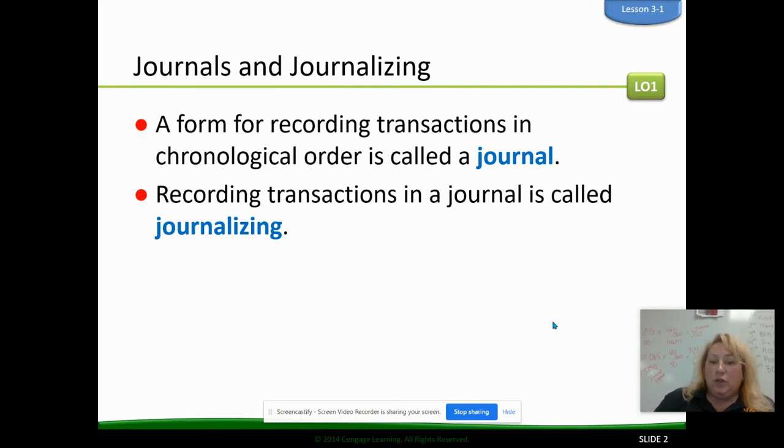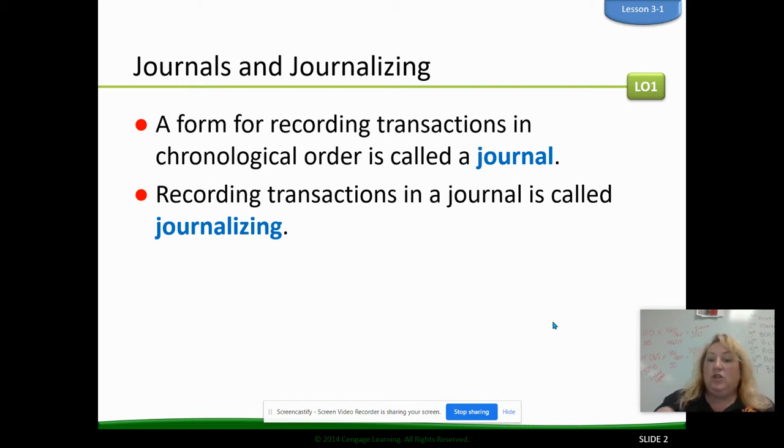So the journal is where we're going to record all of those transactions in chronological order. And chronological order means by date. So we're going to start with January 1st, 2nd, 3rd, 4th, 5th, and we're going to go in order. So if you have a January 3rd, you're not going to have a January 3rd and then a 10th and then a 5th and then a 12th and then a 7th. It's not going to happen that way. So everything is going to be in order.